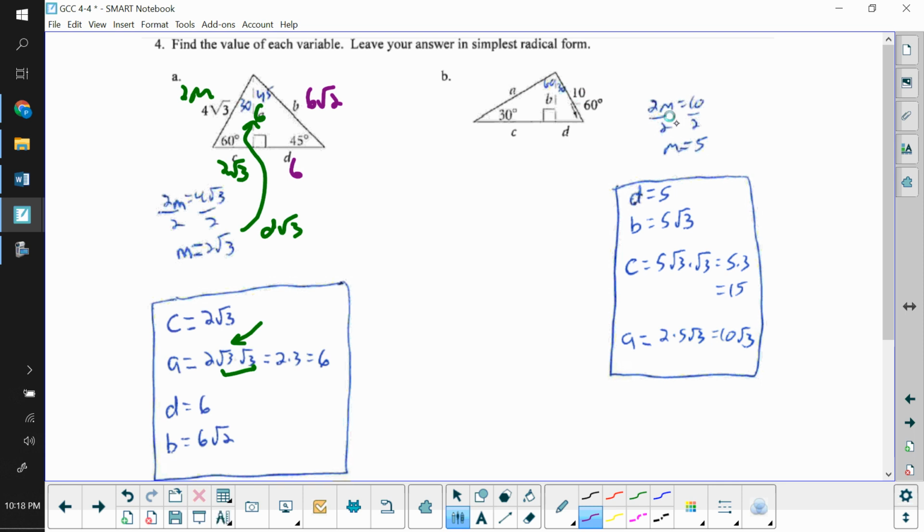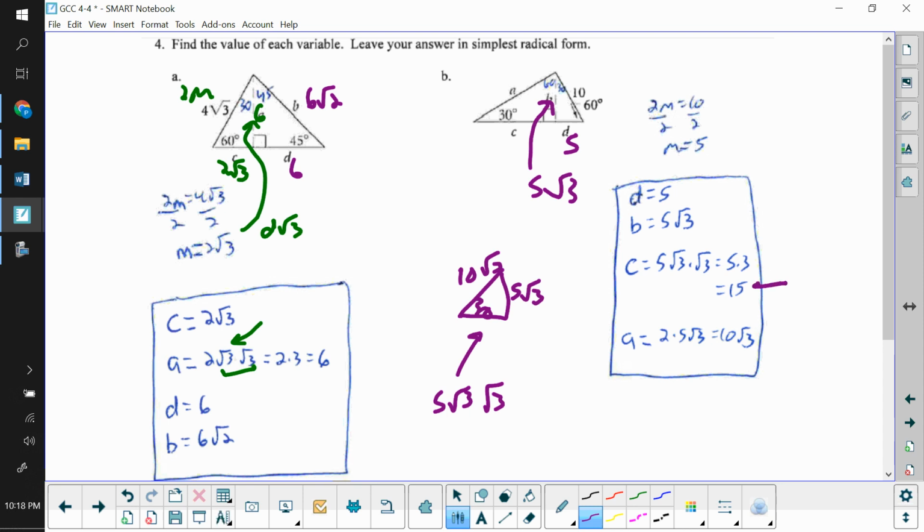In B, across from the 90 was 10 and a 30, 60, 90. So I called that 2M instead of 2D because D is, again, the problem. So M is 5. So that makes this side be 5 square root of 3 and this side to be 5. We'll now work in the new triangle. Here's our 30. This was 5 square root of 3. So this would be double it, 10 square root of 3. And this side here would be 5 square root of 3 times square root of 3 because it's normally a d square root of 3. And that would end up giving us 15 eventually.